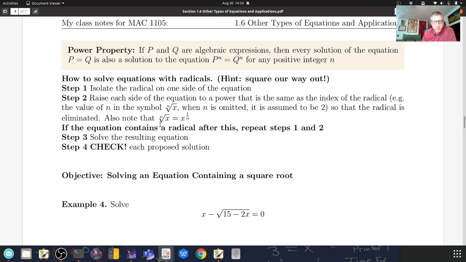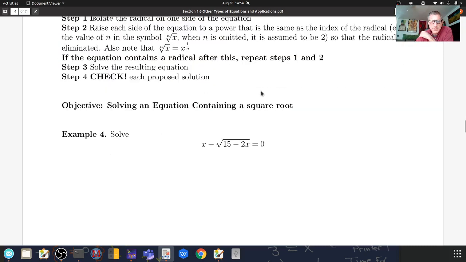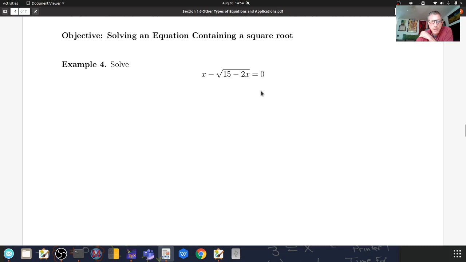Recall, also, we'll use this later on, the nth root of x is the same as x raised to 1 over n. If the equation contains a radical after this, repeat steps 1 and 2. So I guess maybe step 1 is isolate one radical on one side of the equation. And we'll see, I think, examples of both of these. So right here, we're going to solve an equation containing a square root.